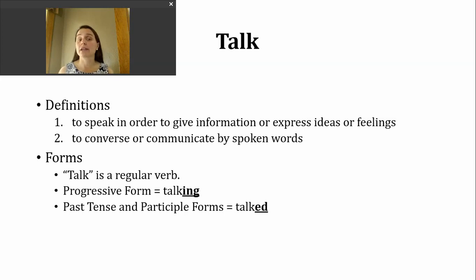Talk is a regular verb. To make the progressive form, all we need to do is add ing to the end. To make the past tense and participle forms, all we do is add ed to the end of the word. Because this verb ends in a voiceless k sound, the ed is going to make a t sound. Talked, talked.